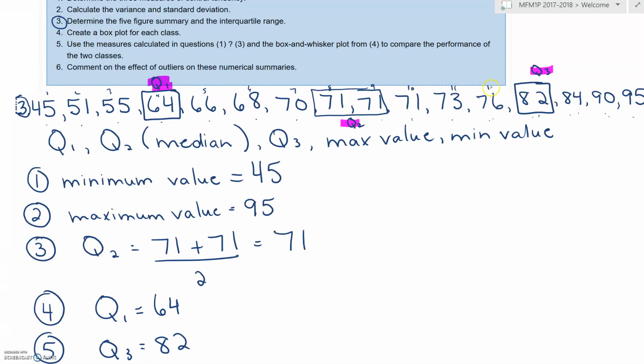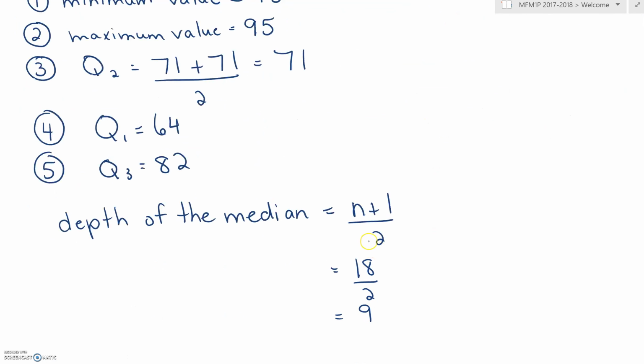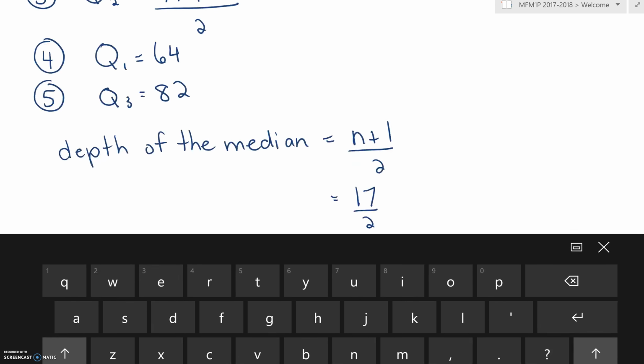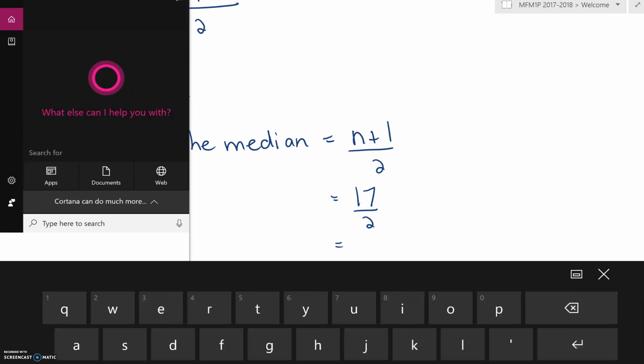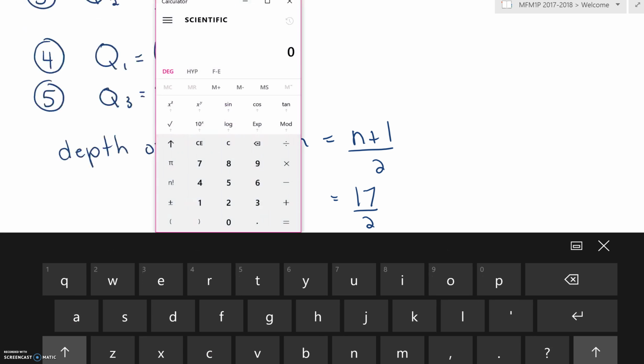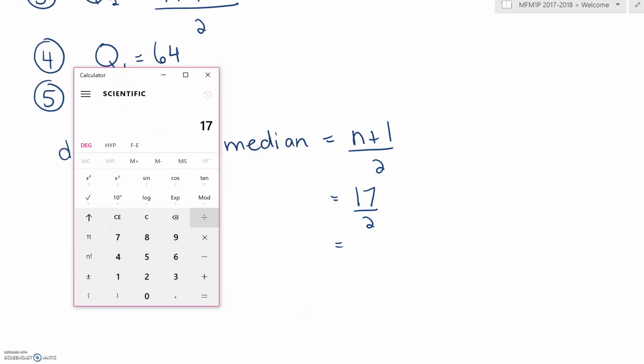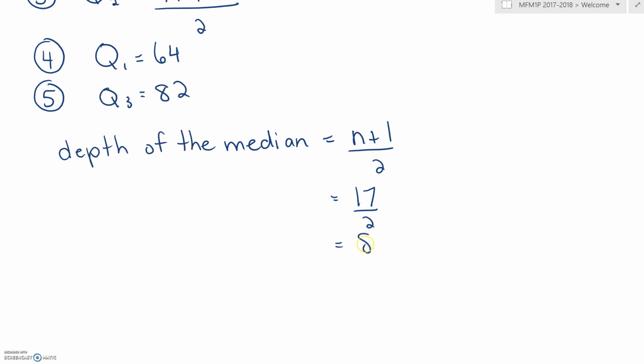And then to figure out the rest, oh, there's 16 pieces of data. Hold on, did I count that wrong? 1, 2, 3, 4, 5, 6, 7, 8, 9, 10, 11, 12, 13, 14, 15, 16. Sorry, there's 16 pieces of data. So I did this wrong. It'll be 17 divided by 2. And 17 divided by 2, I believe, is 8.5. I just want to double check because I don't want to make a mistake there. So 17 divided by 2 is 8.5, okay.